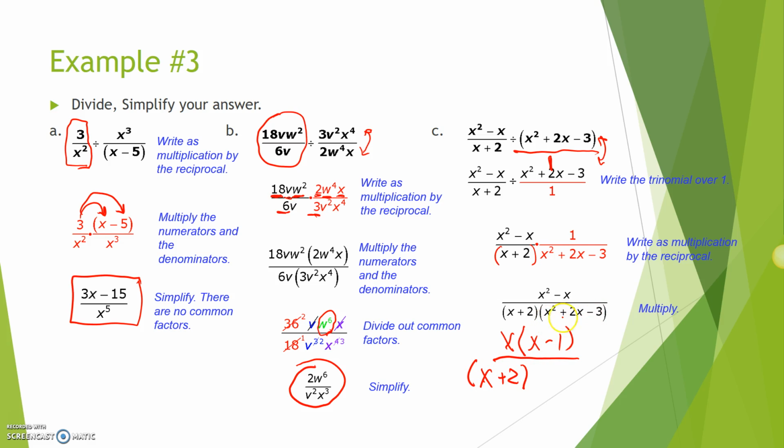And then now we need to factor out this x squared plus 2x minus 3. So we have our x and our x. We have a positive and a negative. Then 3, we have to think of factors of 3 that would add to be positive 2. So it's going to be positive 3 and a negative 1. So this is the denominator factored out.